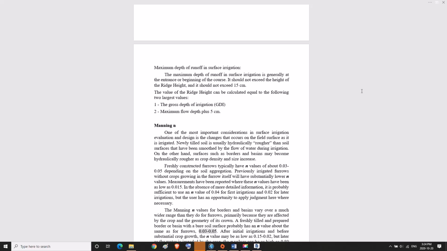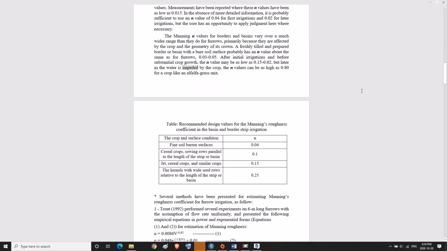0.03 to 0.05. After initial irrigations and before substantial crop growth, the N value may be as low as 0.015 to 0.02, but later as the water is impeded by the crop, the N values can be as high as 0.80 for a crop like an alfalfa grass mix. Table: recommended design values for the Manning's roughness coefficient in basin and border strip irrigation.